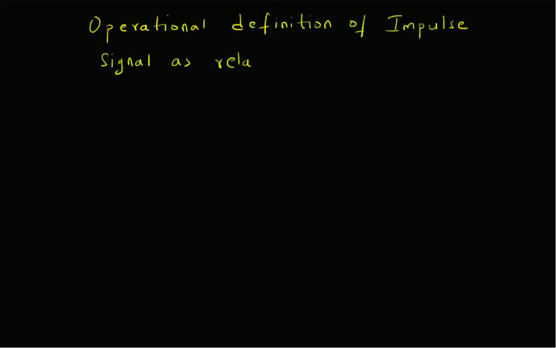Hello, welcome. In this short video, let us look at the operational definition of the impulse function, or the impulse signal, as applicable to linear time invariant systems. First, let us look at the motivation behind this new definition.